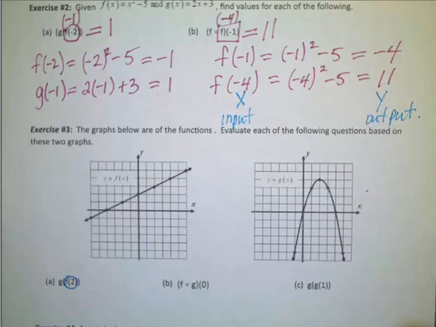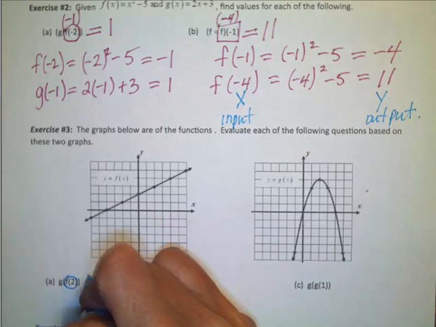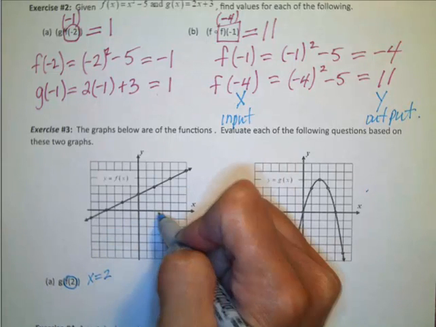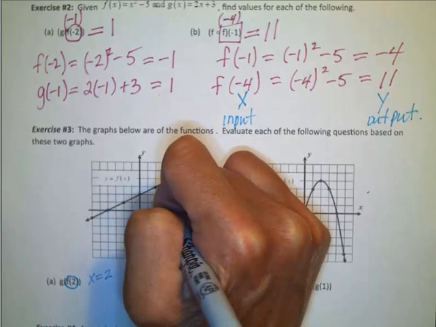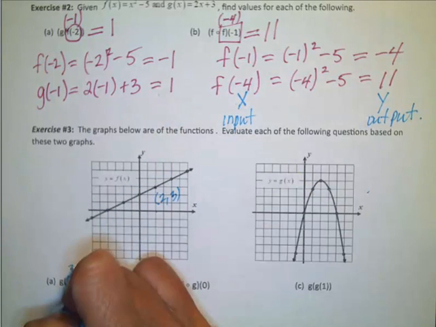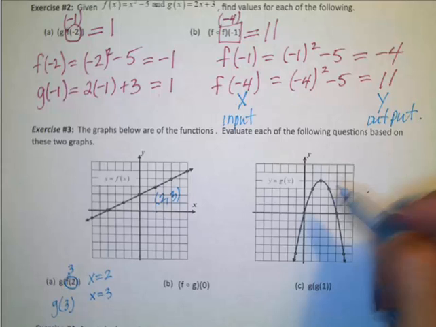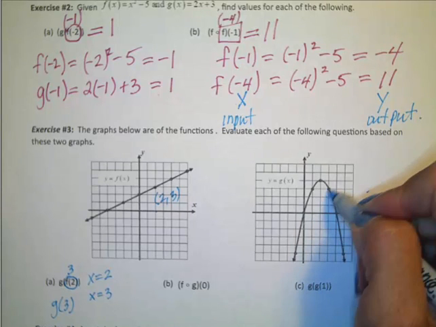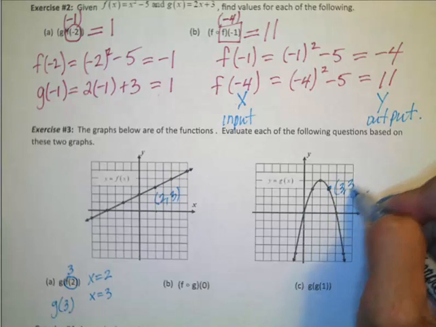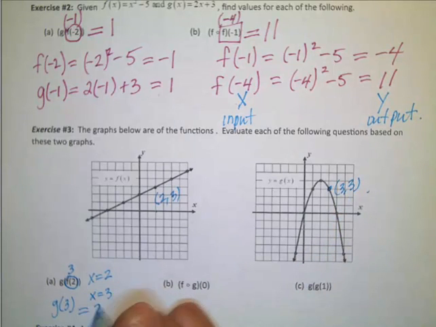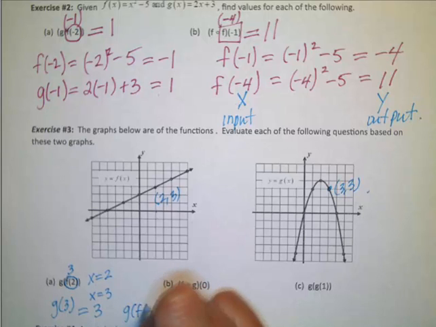So f of 2. 2 is x in the f function. Notice they're labeled differently. So I'm going to go to the f function and look for where x equals 2. 1, 2. What's the y value? Well, it's 2, 3. So this answer is 3. This output is 3. So now I'm looking for g of 3, which means x equals 3 in the g function. So I got to go over here. 1, 2, 3. Here it is. It's 3, 3. So the answer is 3. So g of f of 2 is 3.